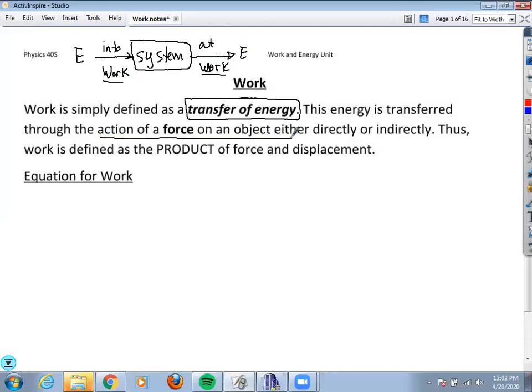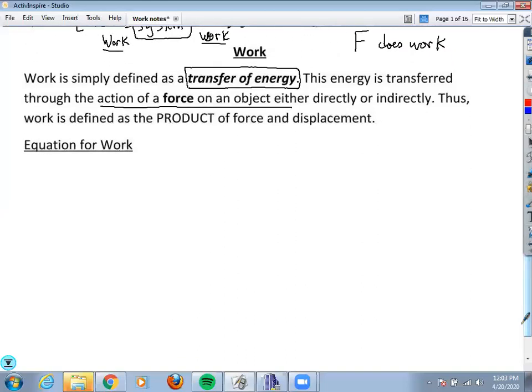So again, it comes down to forces, and when we're talking about forces, we're essentially talking about any force. Any force can do work, provided certain conditions apply. But any force does work in our view here. So the very simplest definition of work is that work, and we use capital W for work, is equal to force multiplied by displacement.